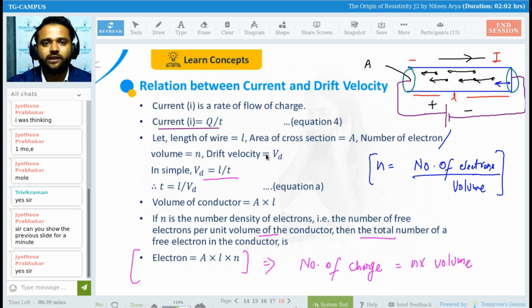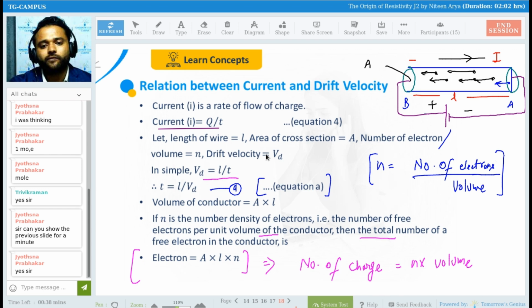Simply, we know that velocity is length upon time. So the drift velocity, for this particular length and time duration for n charge particles to pass from point A to point B, is Vd, which is L by T. From here we can get T, which is L upon Vd. This is your equation number A.